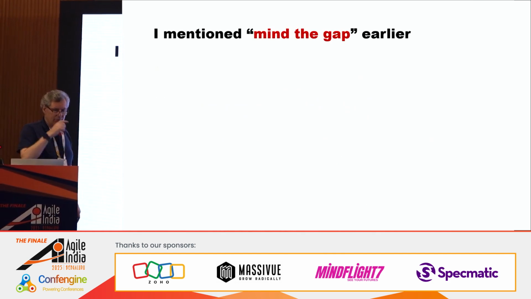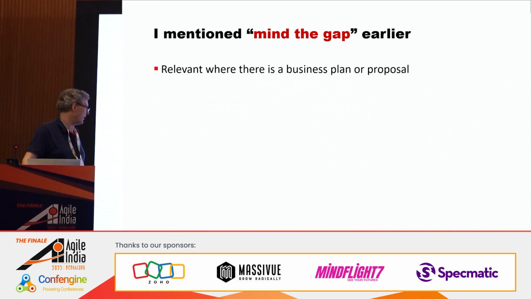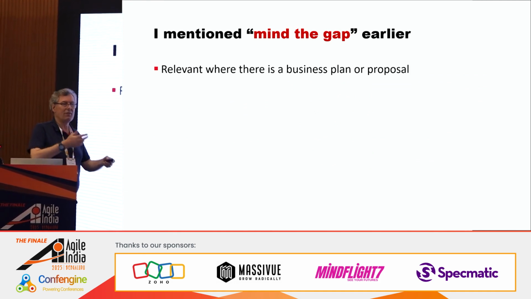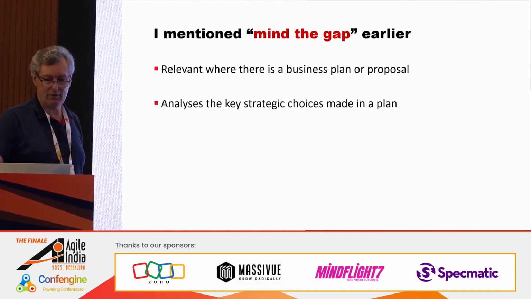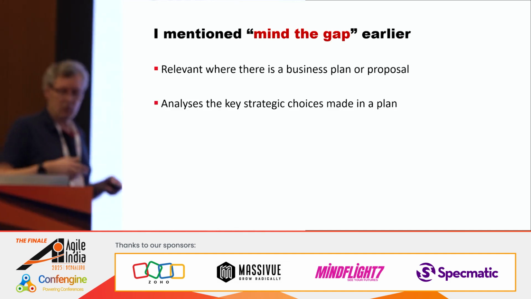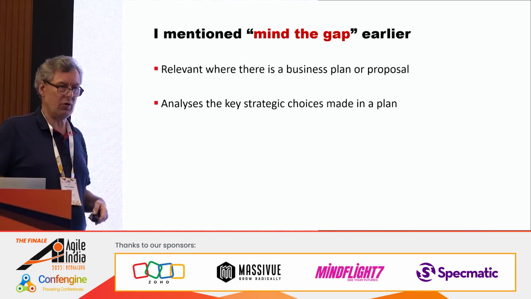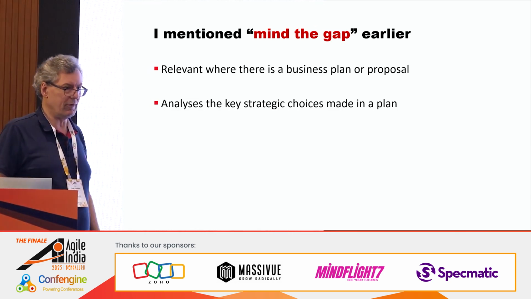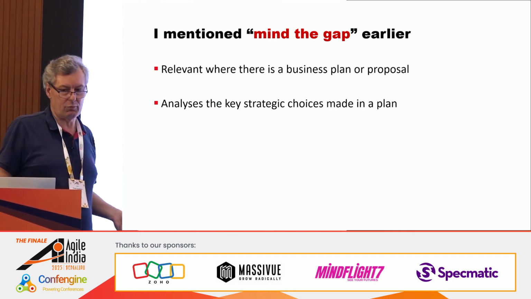I mentioned briefly, I think, mind the gap. So just coming into that as another technique. That was in the argument dissection of there's a gap in the thinking, but actually mind the gap is a practice in its own right. So when you look at a plan, you can consider all the strategic choices that have been made. Is it buy versus build? Is it cloud versus on-premises? Is it Microsoft versus Google? Whatever the key choices were.